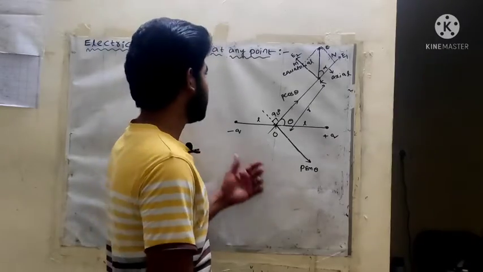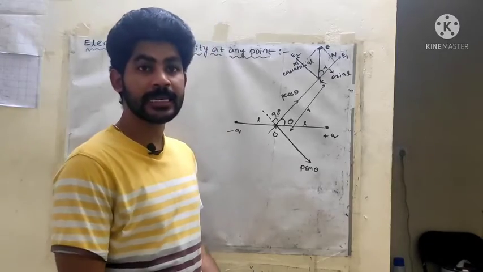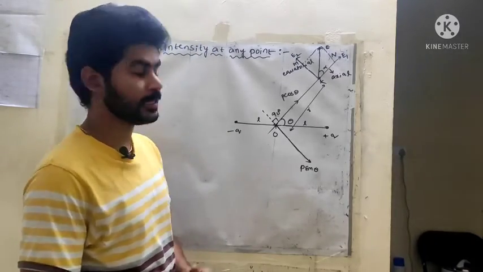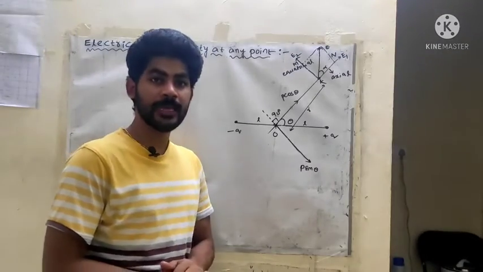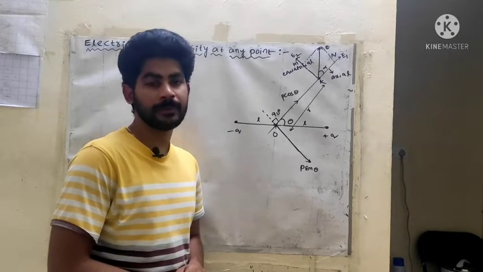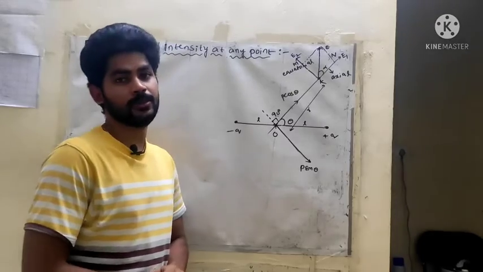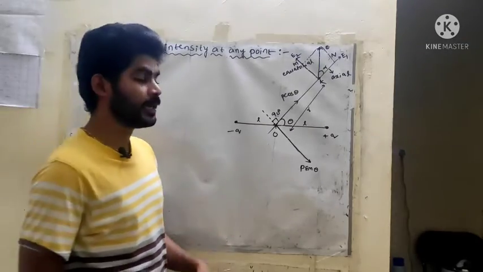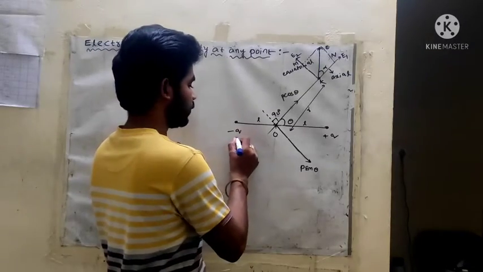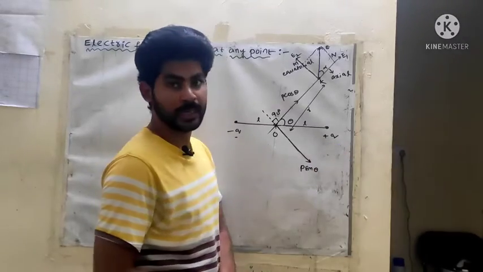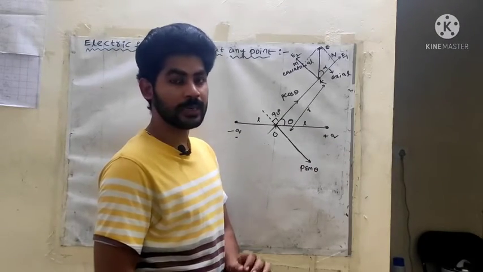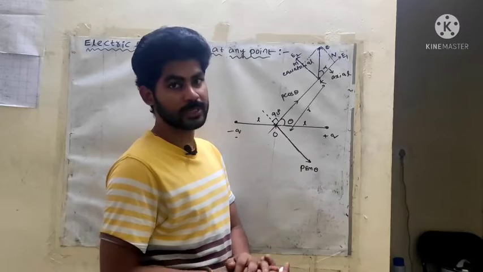Next topic is electric field intensity at any point. This topic is valid from the axial point and equatorial point also. So we can check it now. Here I am taking one dipole, minus Q and plus Q, equal magnitude and opposite charges.